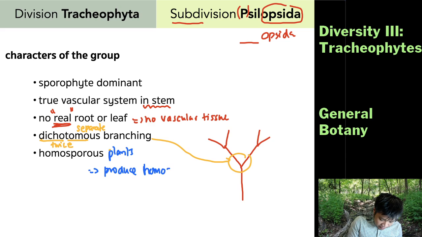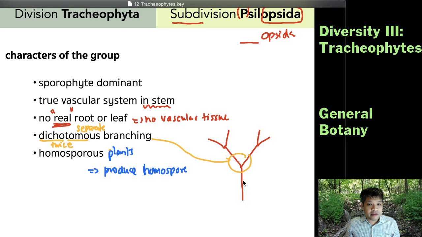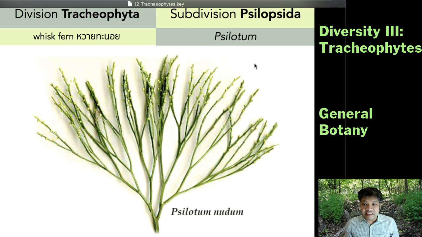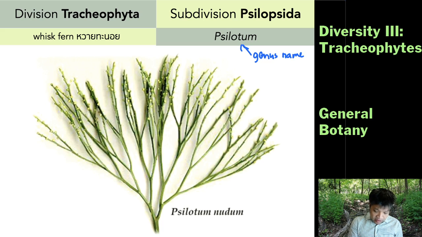Okay, so let's have a look at what they look like. This is the only genus in this subdivision I want you to recognize. This is called Psilotum. This is the genus name of this group. The English name is whisk fern. In Thai we call them whitenoi, and it is really characteristic. You see this dichotomous branching over and over and over again. You will only see the vascular tissue inside the stem, not in the leaf, not in the root.